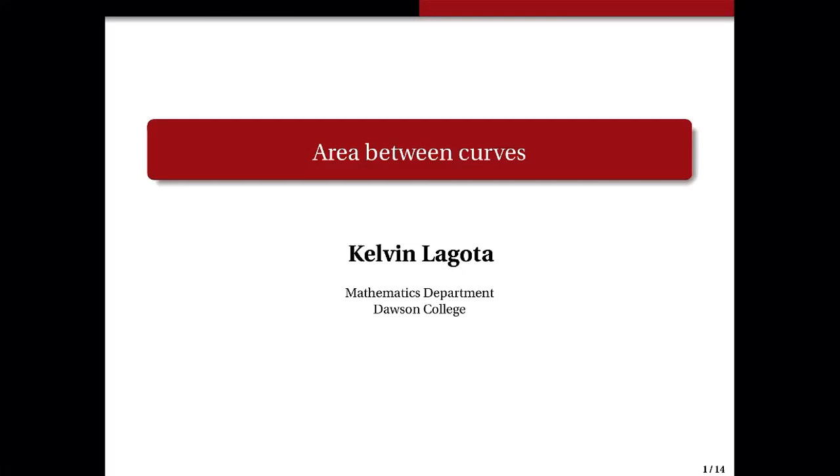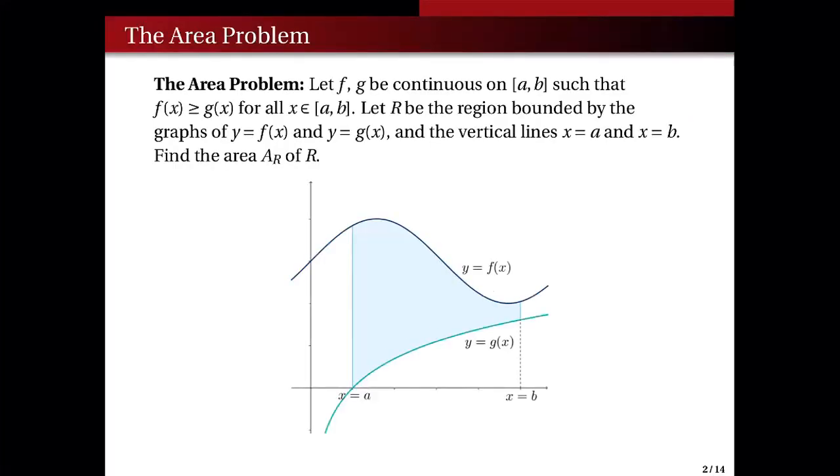So this is the area problem. Let f and g be continuous on the closed interval [a, b] such that f of x is greater than or equal to g of x for all x in the interval [a, b]. And let R be the region bounded by the graphs of y equals f of x and y equals g of x, and the vertical lines x equals a and x equals b.